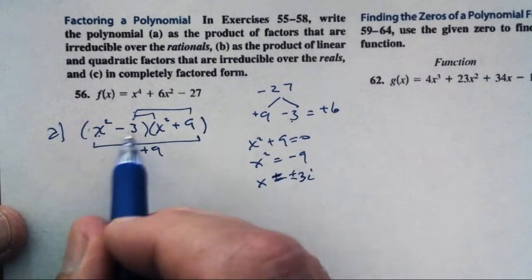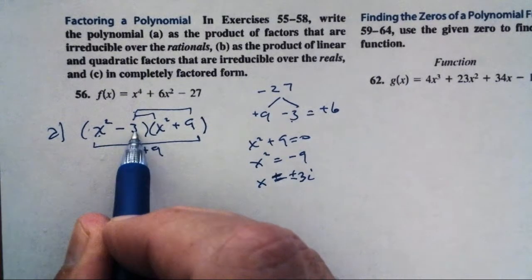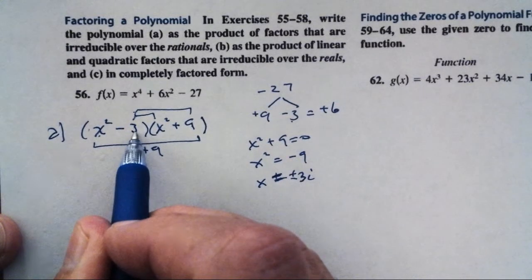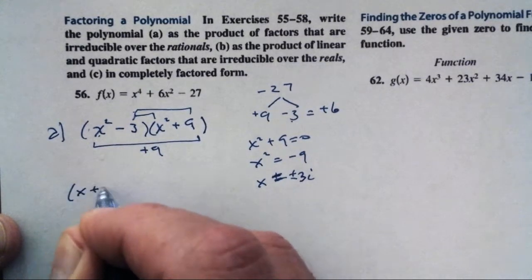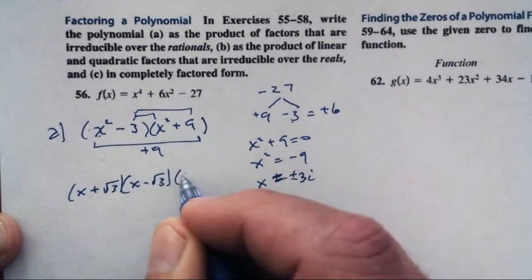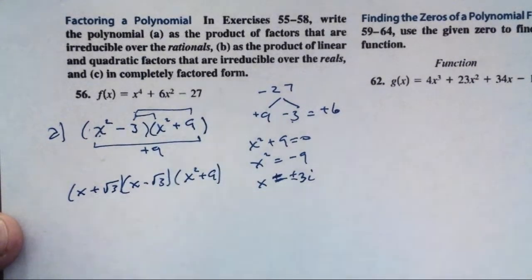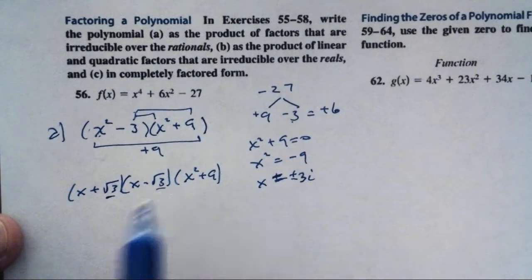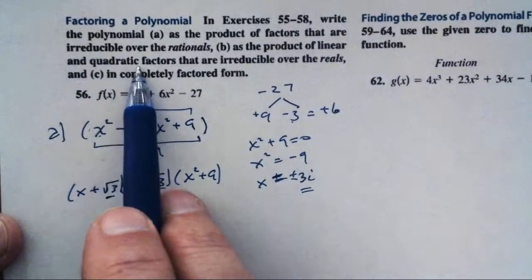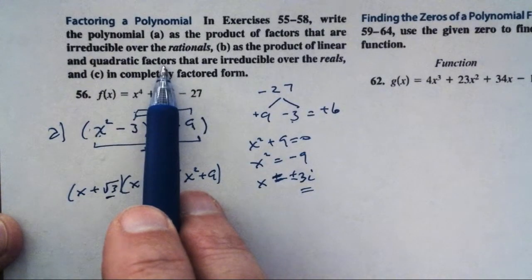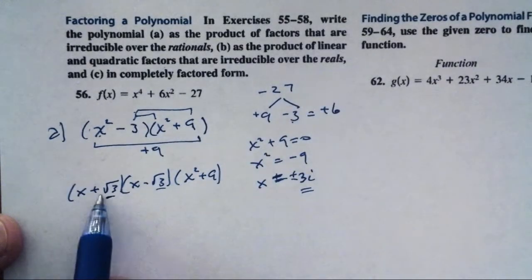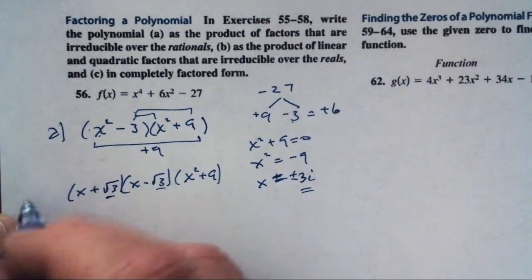Now, x squared minus 3 is not a difference of perfect squares, but if I think of this as the square root of 3 squared, I can factor this into x plus root 3 times x minus root 3 times x squared plus 9. And these are real numbers. So part B, as the product of linears and quadratic factors that are irreducible over real numbers. Okay, these are irreducible over reals, and that's the quadratic.